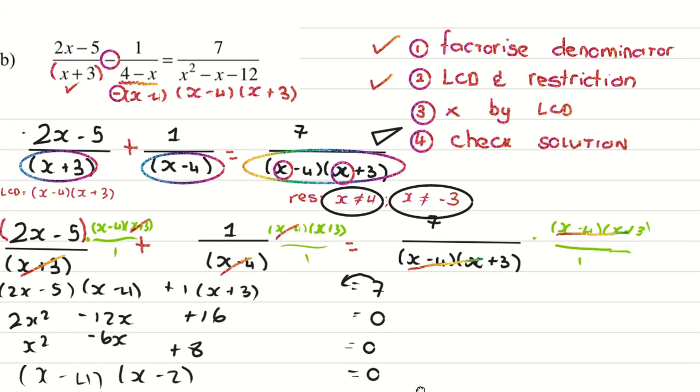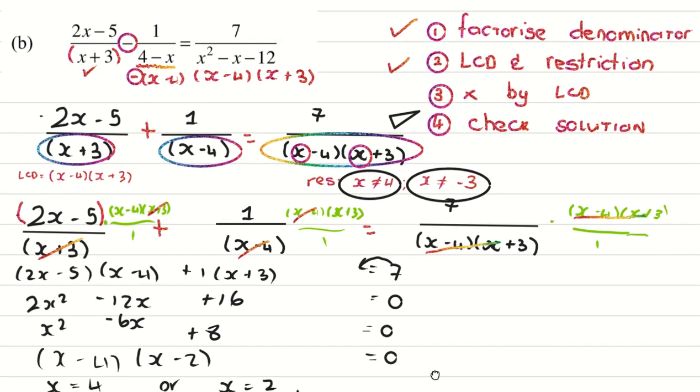So a brief recap. When we have a complicated equation with a fraction sum, one where we have a trinomial or a difference of two squares, even a common factor, you start by factorizing your denominator. Once you do that, you determine your LCD and the restrictions. Then you multiply each term by the LCD, and at the very end you must check your solution to make sure that the values that do not apply are excluded from the answers.